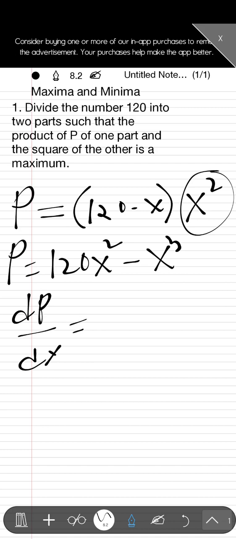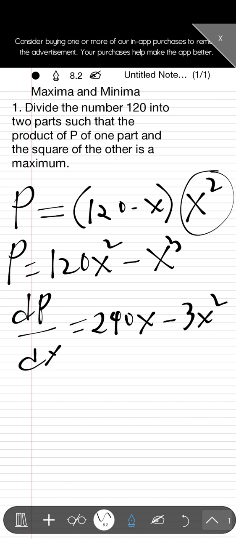That is, gawa muna tayo ng calculator. 120 times 2. That is 240. 240, then 2 minus 1 is 1. And minus 3x squared. That is the derivative of x cubed. So, we already know, derive na natin. That is dp over dx equals 240x minus 3x squared.